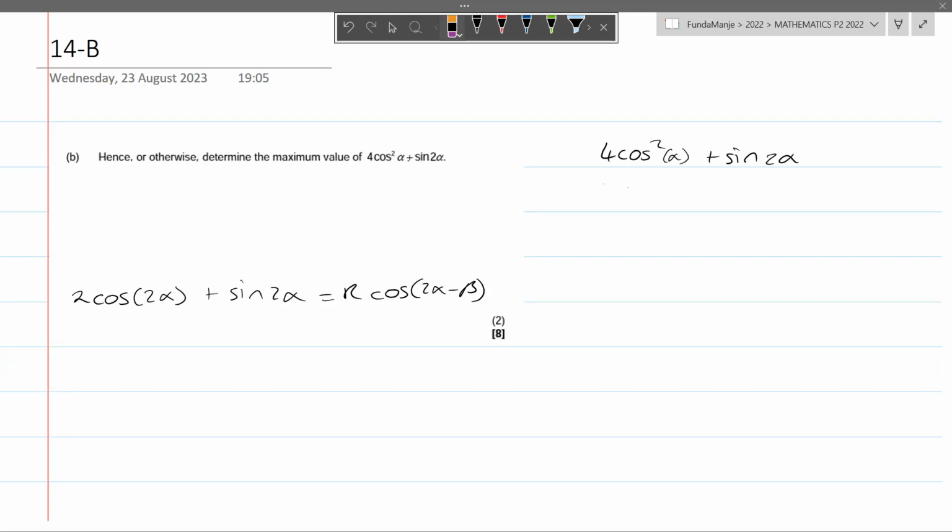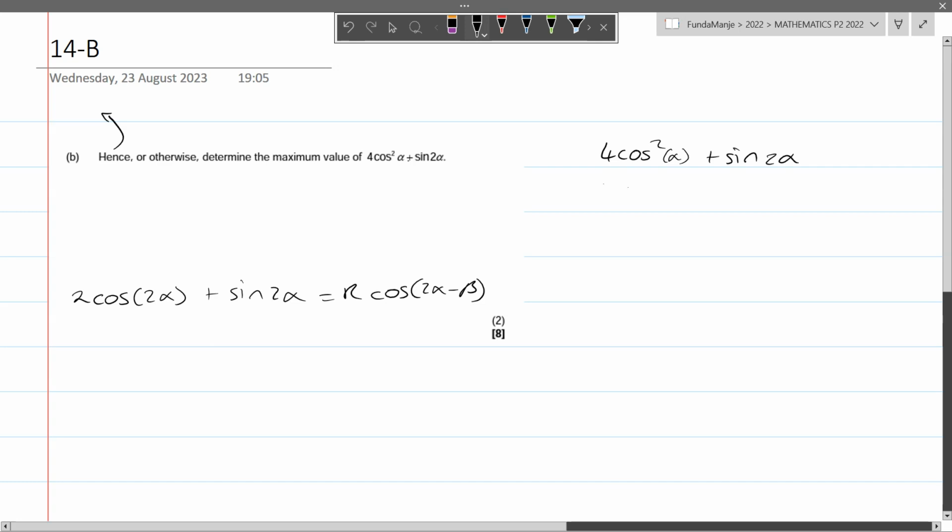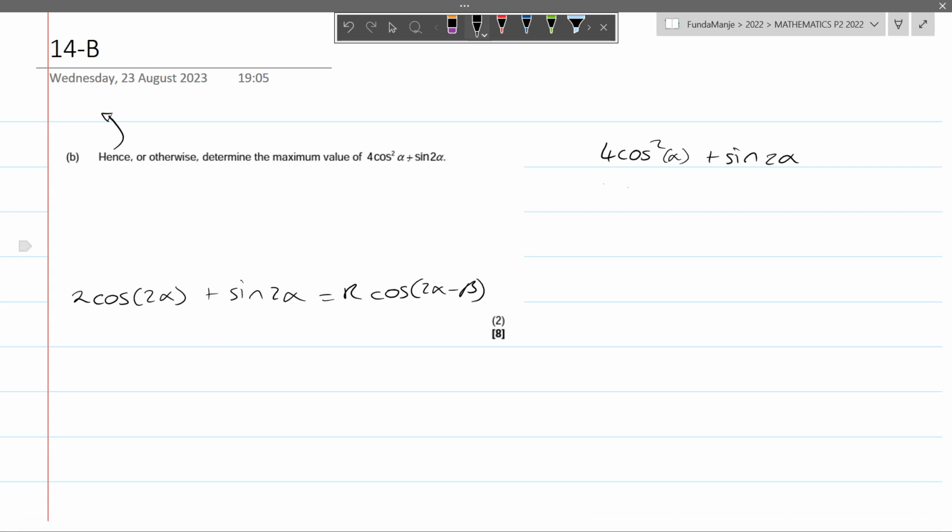Question 14b says, hence or otherwise determine the maximum value of 4 cos squared alpha plus sine 2 alpha. So hence or otherwise means hence use your answer from the previous question, and or otherwise means that if you know any other method, you could solve it using whatever other method, but usually it's easier to solve it following the steps from the previous question.